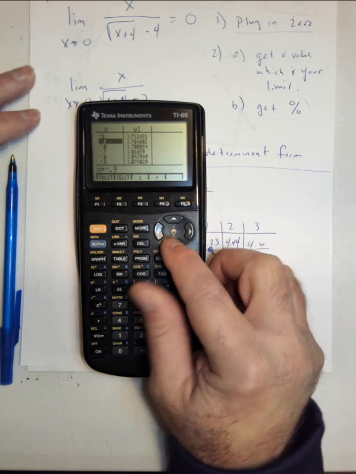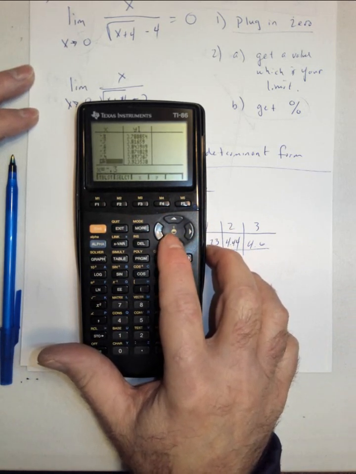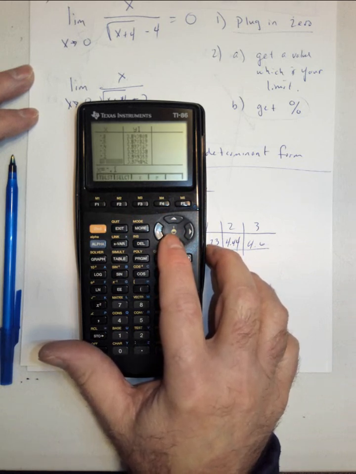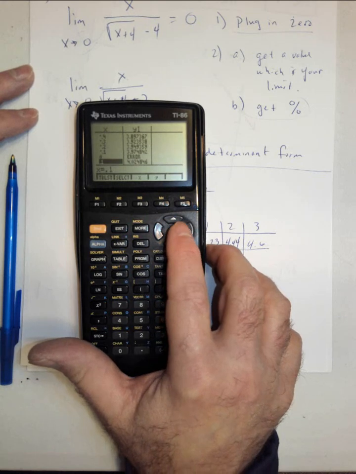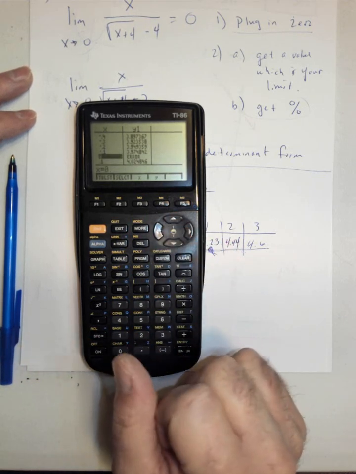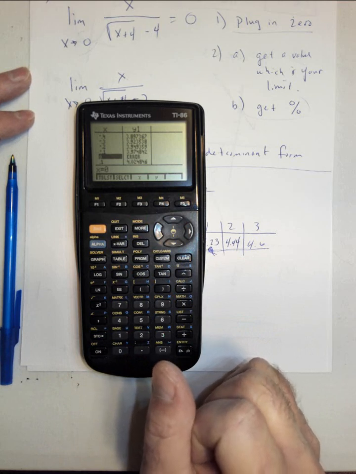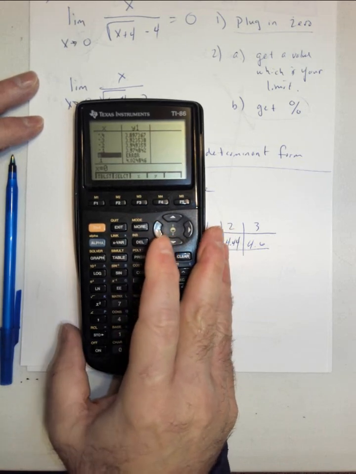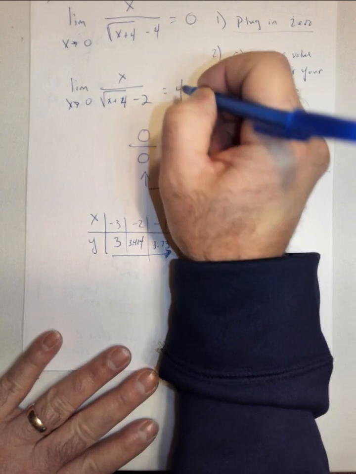So if you see my table here, as I get closer and closer to that 0 value, 3.97, then 4.02. So you can see as I close in from the left and from the right to that 0, it looks like I'm approaching 4. And that is what it looks like to me. So based on this table of values, I would say that this limit is probably 4.